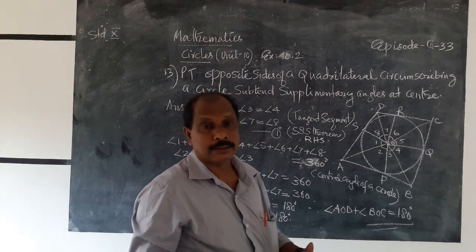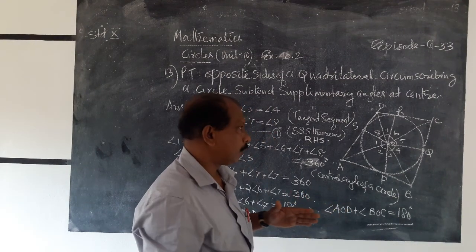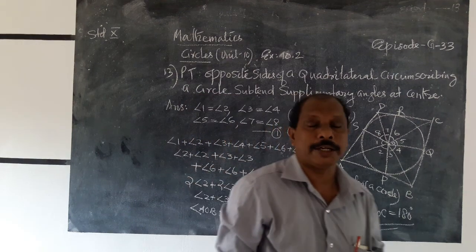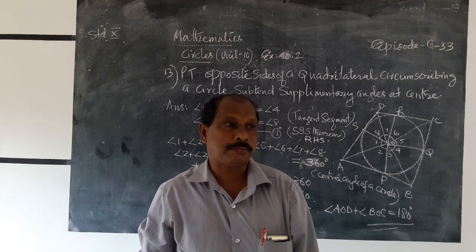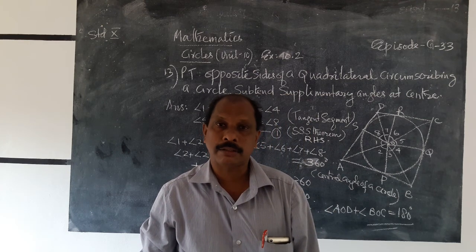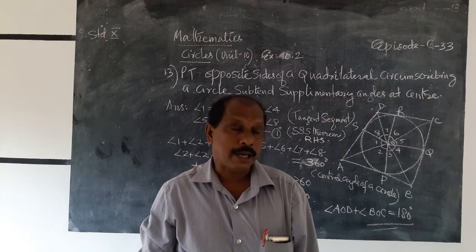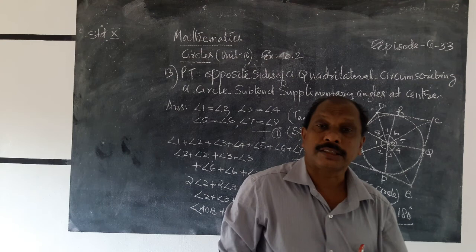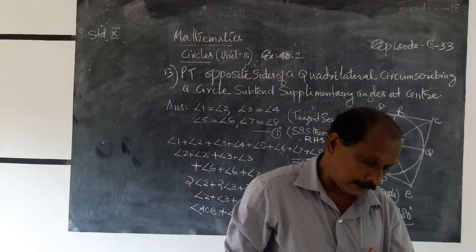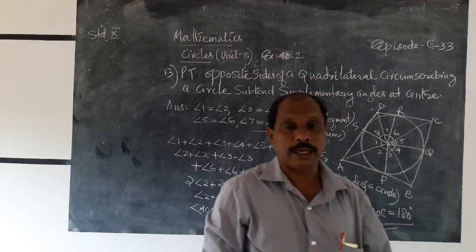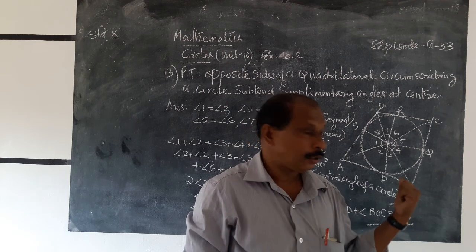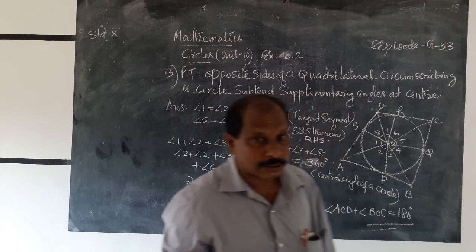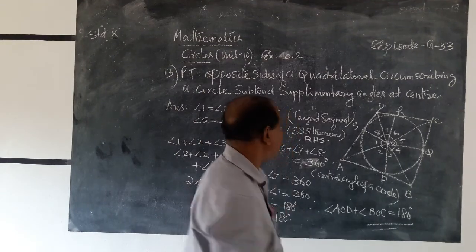Therefore, dear students, this chapter is closed. Then let us consider chapter number 11, that is construction. That chapter we will discuss in a later episode. Then there is another chapter related to the circle, that is chapter number 12, area related to circles. That chapter is always connected with chapter number 10. Therefore, we discuss the next chapter, chapter number 12.